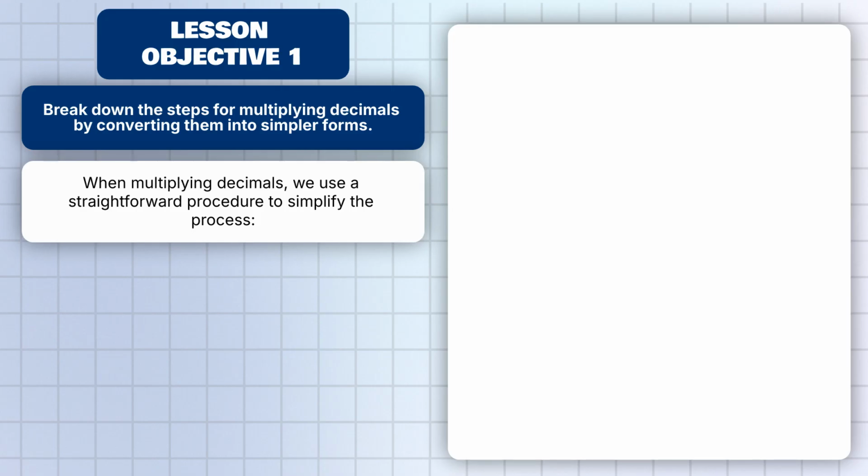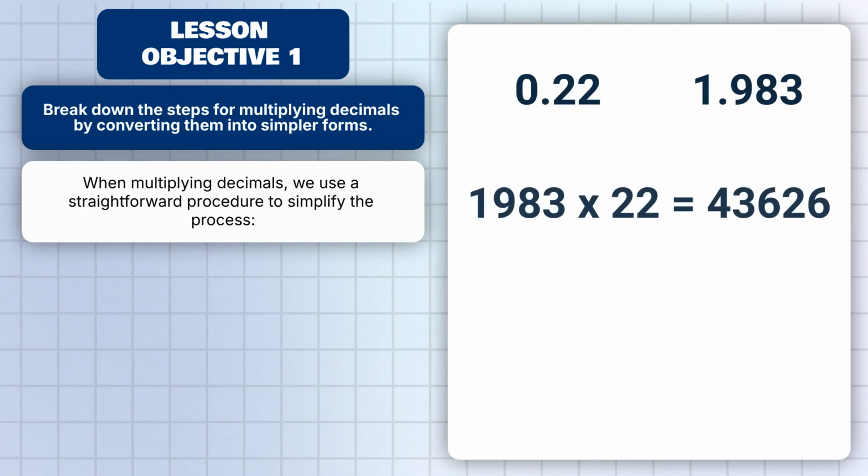First, identify how many decimal places each number has. For example, 0.22 has 2 decimal places. 1.983 has 3 decimal places. Next, treat the numbers as if they were integers by temporarily ignoring the decimal points. In this example, we multiply 1983 from 1.983 by 22 from 0.22. So 1983 times 22 equals 43626.